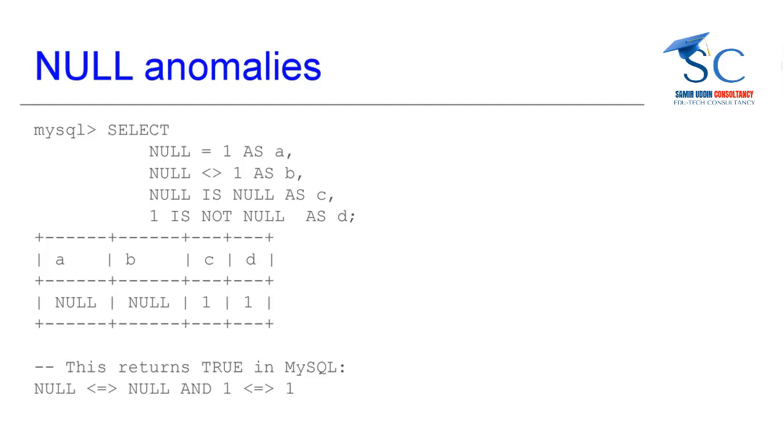So as you can see in this example, any operator used with null returns null. Okay, so null equals 1 returns null. Null not equal 1 still returns null. There are exceptions. So IS NULL and IS NOT NULL are two special operators that are designed to work with null values, but you have to remember to use them.